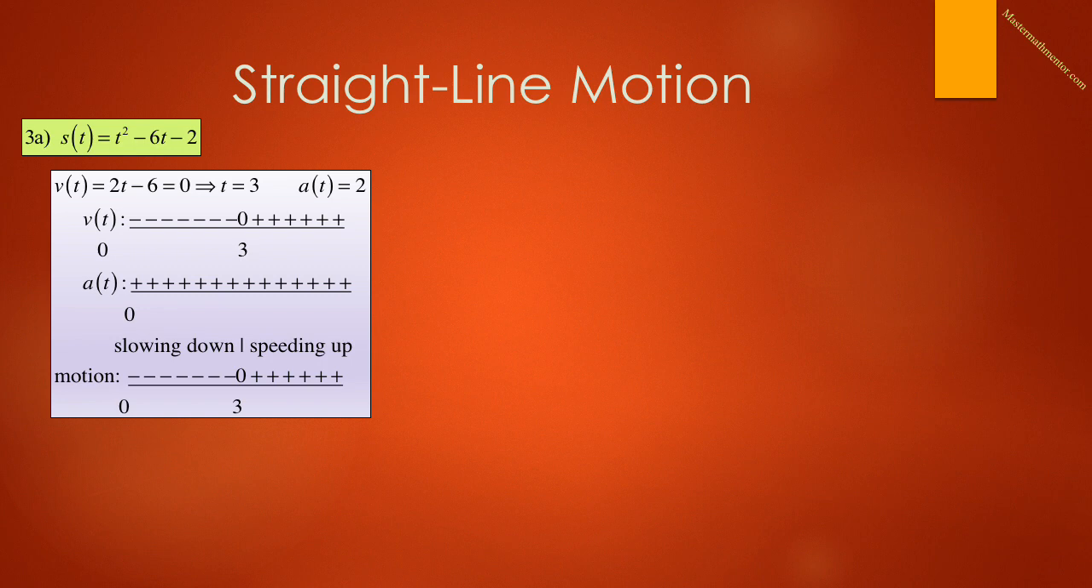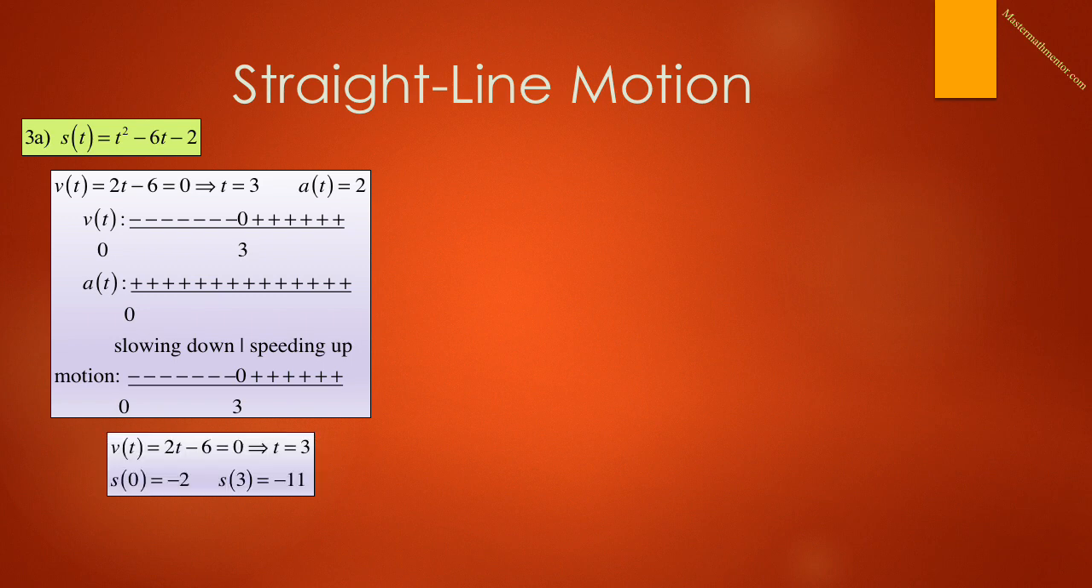We next find the acceleration, which is equal to 2. That's always a positive number, so the sign chart for acceleration is always positive. Next, we then multiply the signs of velocity and acceleration. In the interval 0 to 3, we get negative, and from 3 to infinity, we get positive. This is interpreted as the particle is slowing down from t equals 0 to t equals 3, and then speeding up from t equals 3 on to infinity.